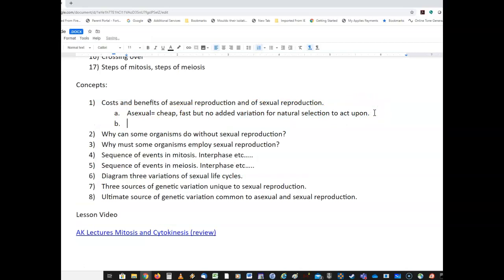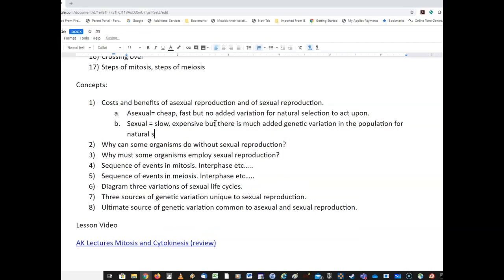And so if we look at sexual reproduction, we're going to get the exact opposite. It's going to be slow, expensive, comparatively. You have to find a mate, you have to have reproductive organs. You're slowed down because you have to develop those reproductive organs, you have to find a mate and all of that sort of stuff. But there is much added genetic variation in the population for natural selection to act upon.